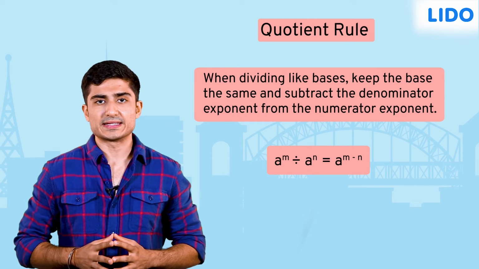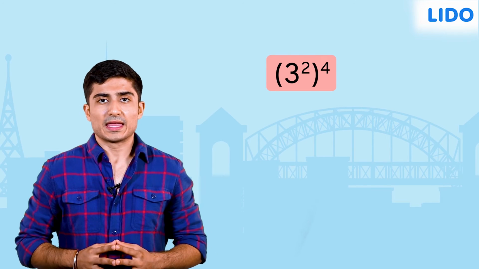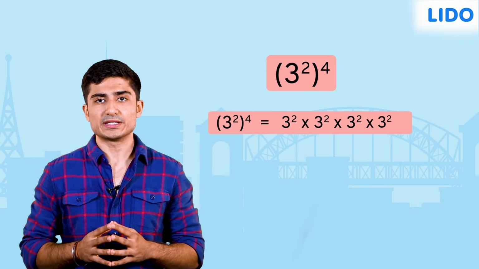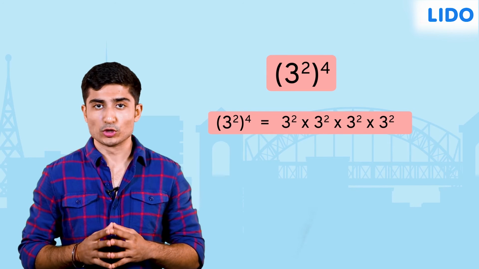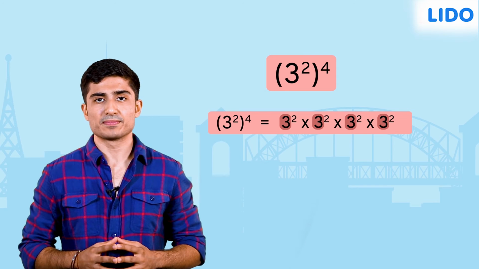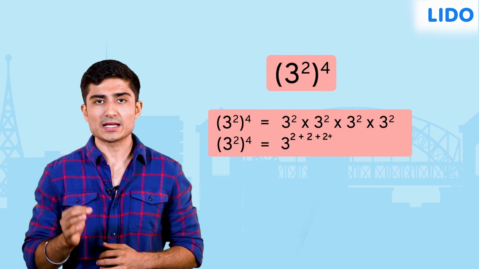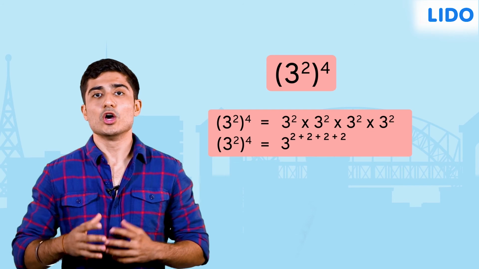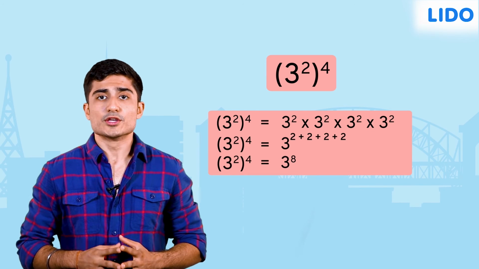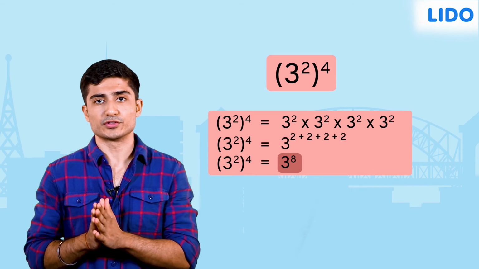Let's look at another example. Observe this expression. This is the fourth power of the second power of 3. So this is the power of a power. This can be written as the second power of 3 multiplied by itself 4 times. Since the base of the numbers getting multiplied is the same, on applying the product rule, this is equal to 3 raised to 2 plus 2 plus 2 plus 2, or 3 raised to 8. So the fourth power of the second power of 3 is equal to the eighth power of 3.